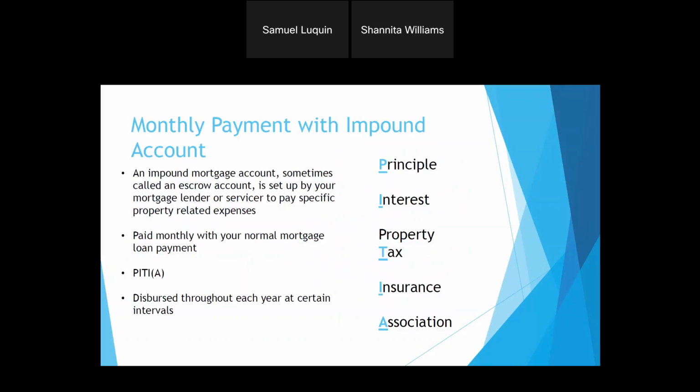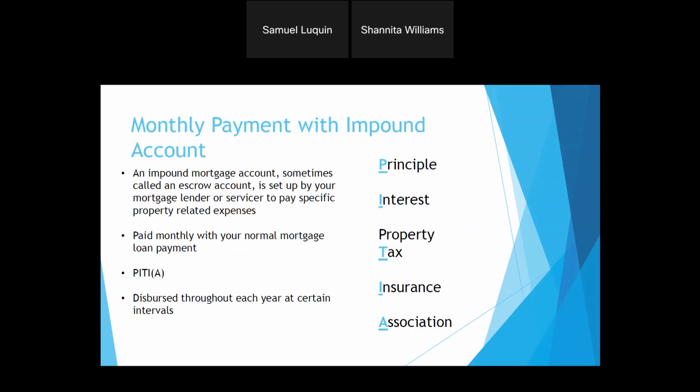Now, what is an actual impound account? An impound mortgage account, sometimes called an escrow account, is set up by your mortgage lender or your servicer to pay specific property-related expenses. These expenses are added up and paid with your normal monthly loan payments.